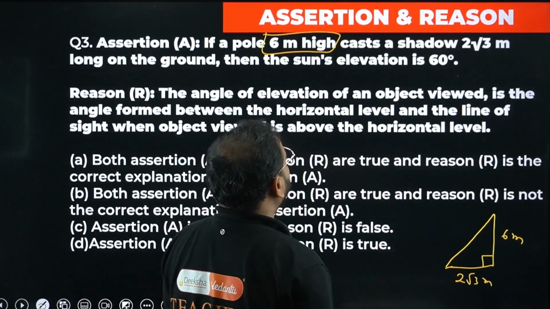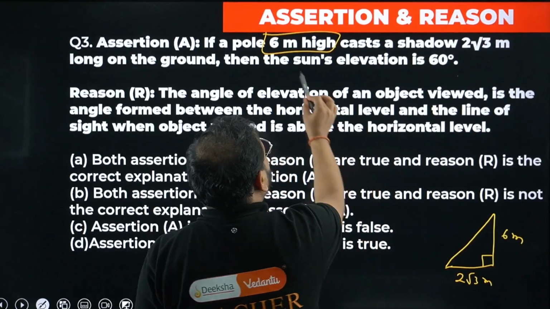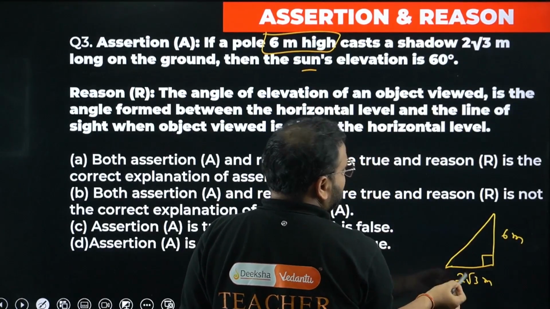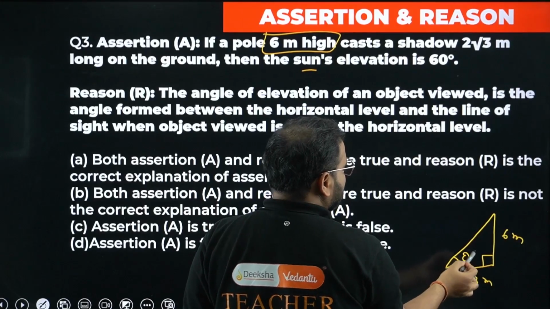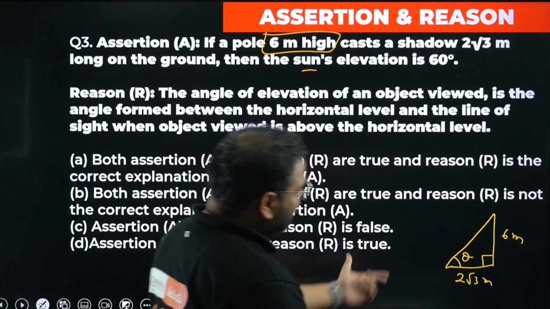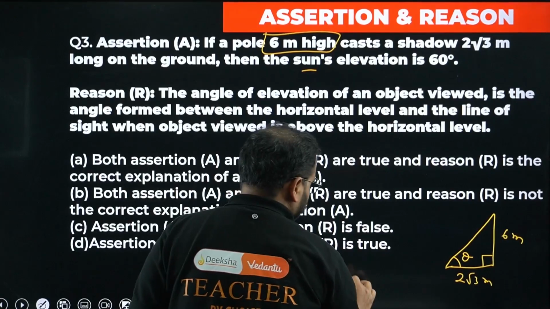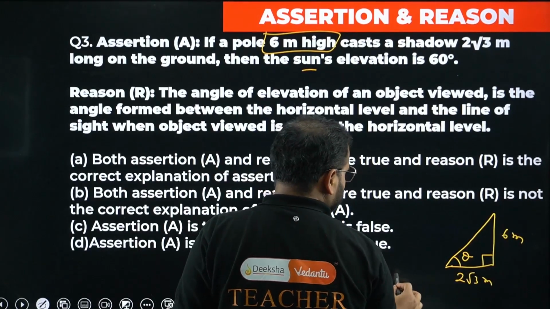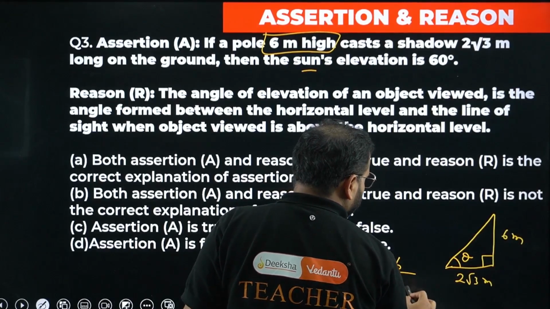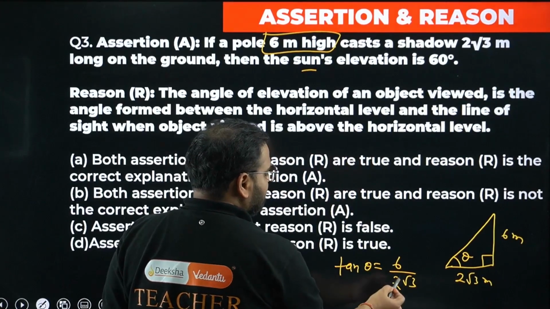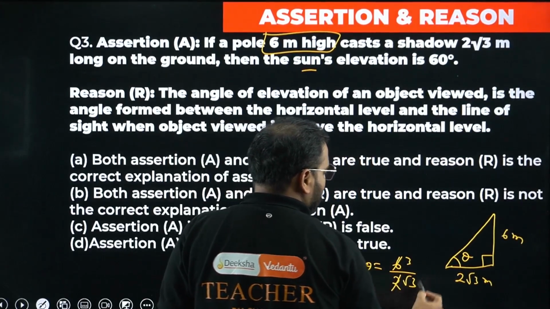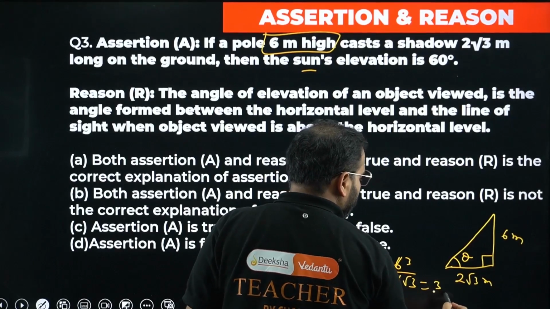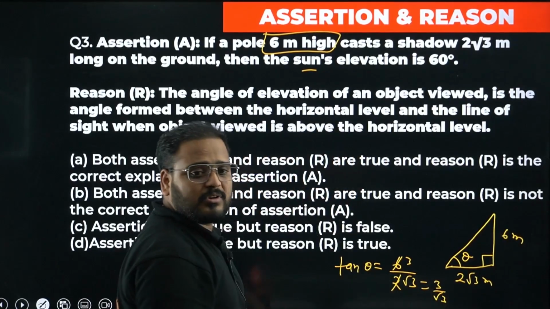Angle of elevation of the sun from here is how much? 60 degrees. Let's call this theta right now; we have to check the assumption. So tan theta, what is that going to be? Opposite by adjacent, so 6 by 2√3. Cancel this 2 with 6, so 3 by √3.